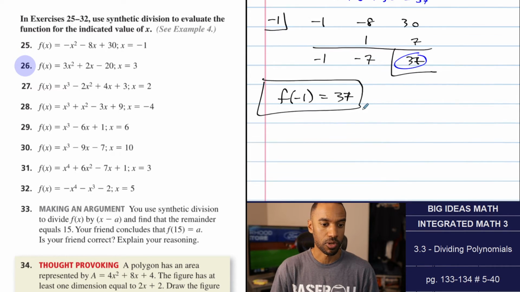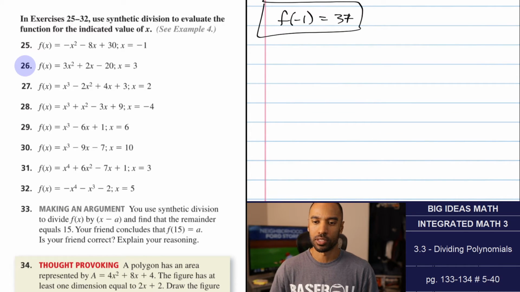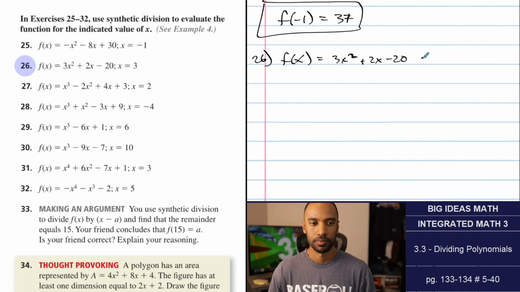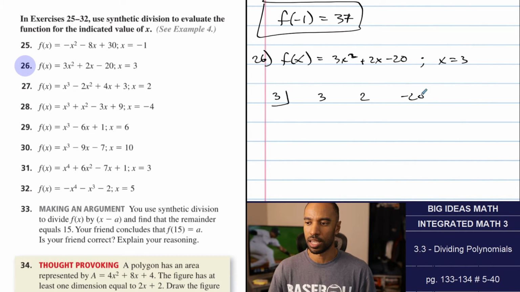Same-ish. Listen, these problems aren't going to change at all. What we're doing is the same thing. So pretty soon this will go pretty whiz-bang, okay? So f of x equals 3x squared plus 2x minus 20. x equals 3. In substituting 3 for x, we get some number. In using synthetic division, the remainder will be that same number. 3 is the root. We got coefficients of 3, 2, and negative 20.